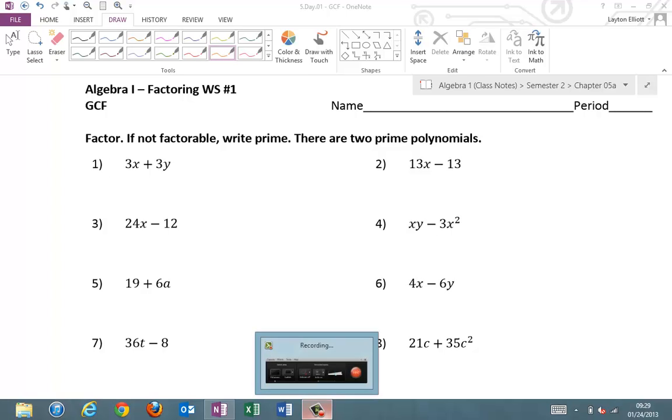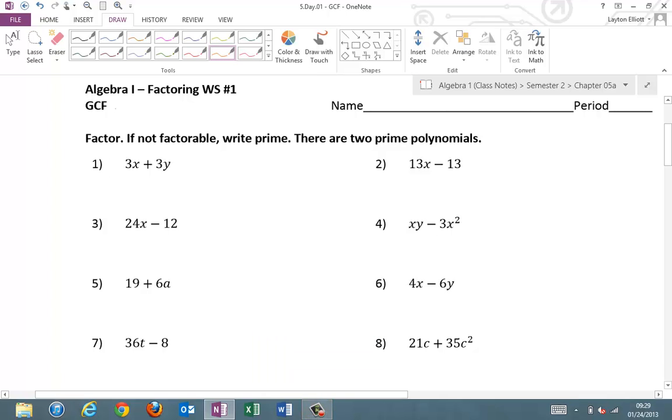Rott? Yeah, okay, so what we're going to be doing here is getting back to greatest common factors, which is where we try to find out what is the term that each term in, for example, a binomial or a trinomial would have. So how would you define a greatest common factor, Mr. Elliott?